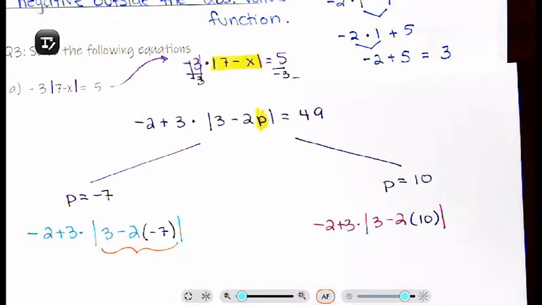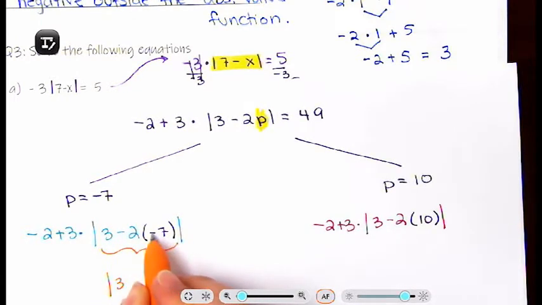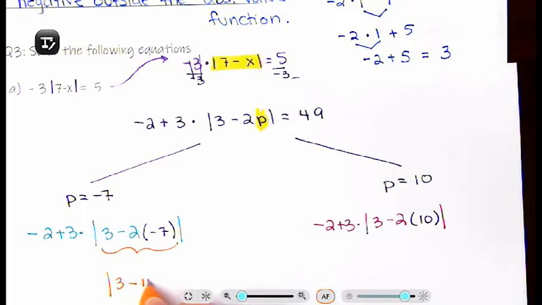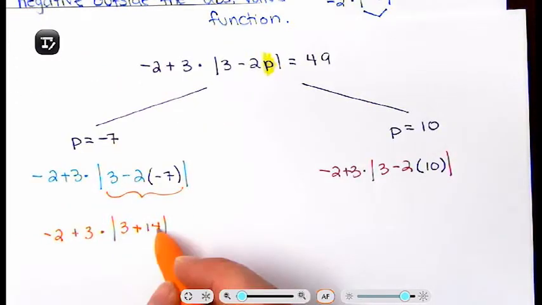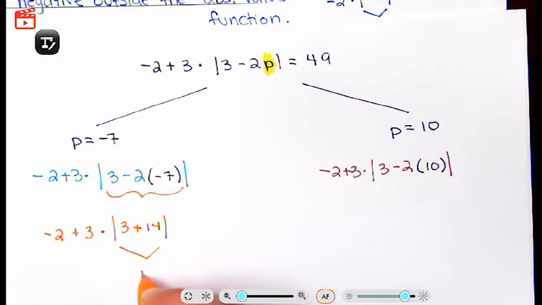First step is to evaluate whatever's inside the absolute value. So I have the absolute value of 3 minus 2 times negative 7, which is negative 14. Oh, positive. A negative times a negative is a positive. I still have my times 3 outside, and I still have my negative 2 on the outside. 14 plus 3, 14, 15, 16, 17.